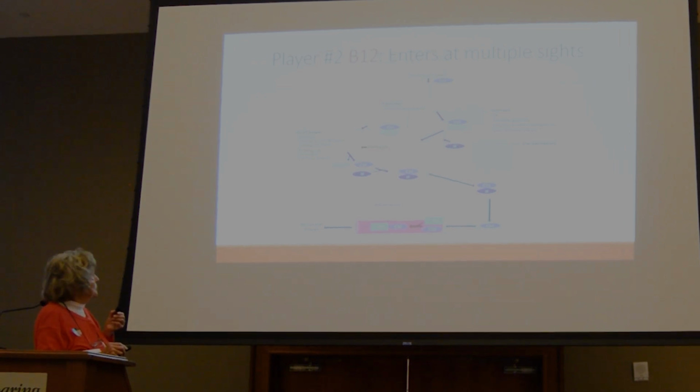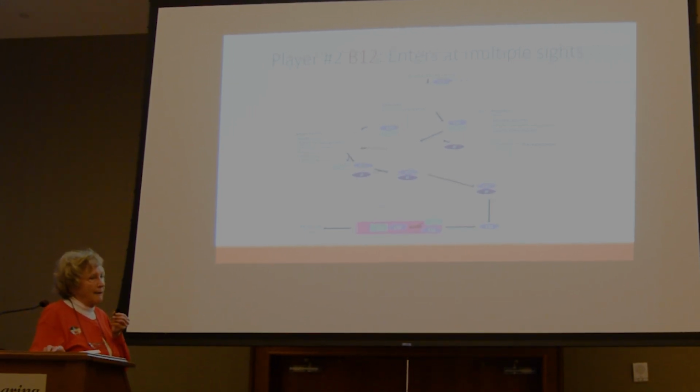So player number 2, B12, enters at multiple sites. It enters in the stomach if you're not taking anything for acid reflux. If you're taking something for acid reflux, that IF, intrinsic factor, is not allowed in. And so intrinsic factor is what takes the cobalamin to the liver. And intrinsic factor is like a Uber driver. Picks up cobalamin wherever it can find it.